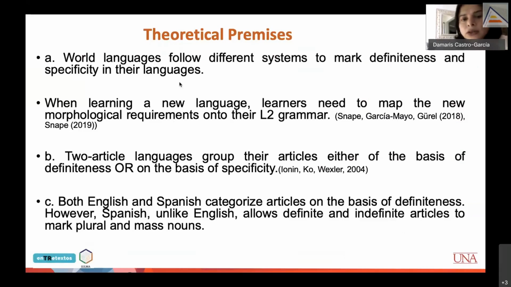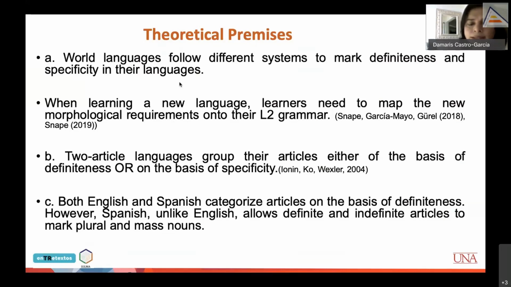So when we are learning a new language, what we have to do is that we need to remap that information that we have in our brains so that we can adapt to that new system that the second language grammar demands. When we have two article languages, like is the case again of Spanish and English, we are going to group those articles based on either definiteness or specificity. In the case of both Spanish and English, we mark the system based on definiteness.